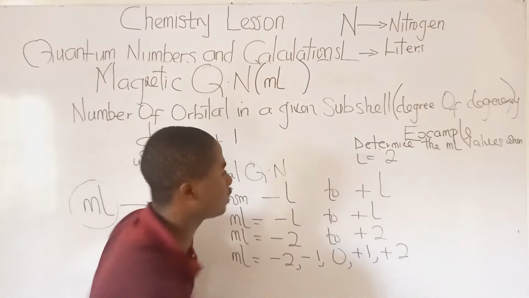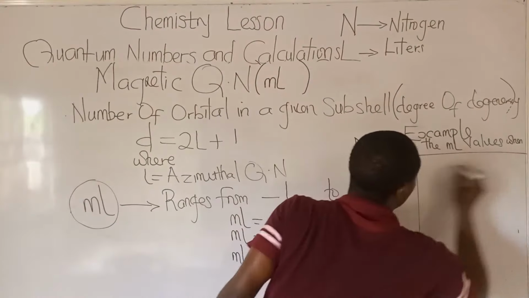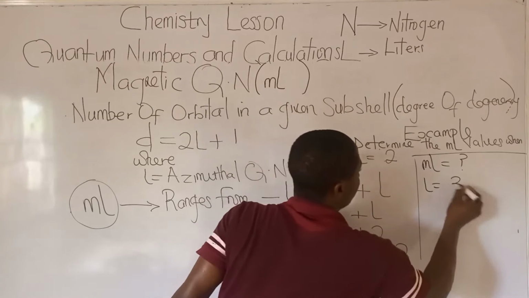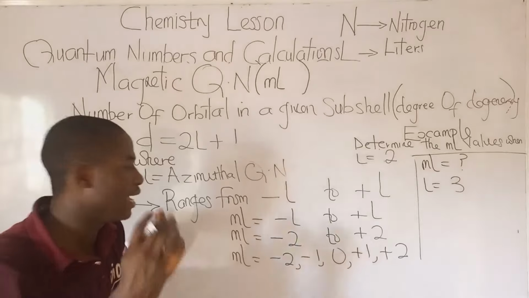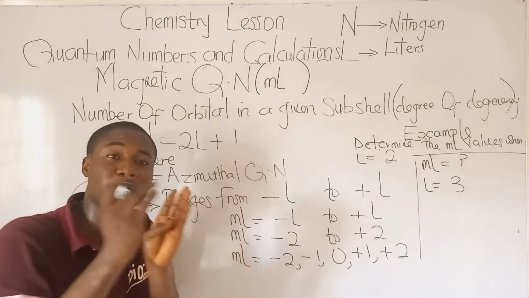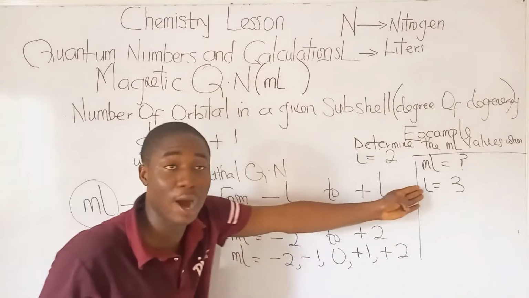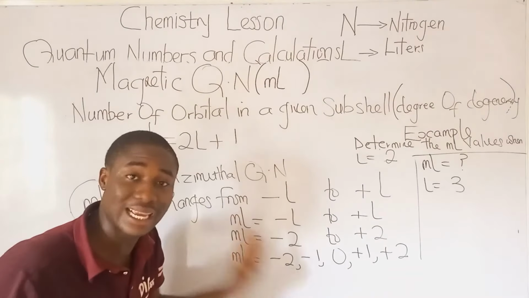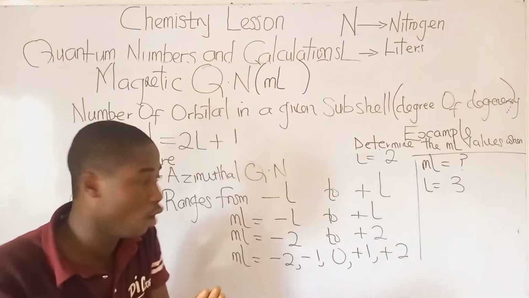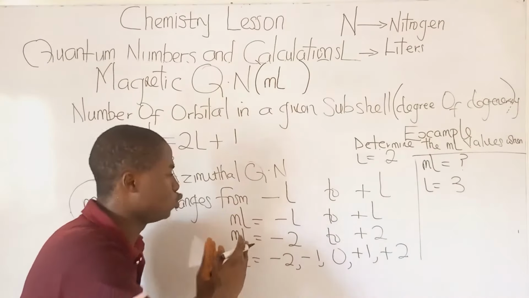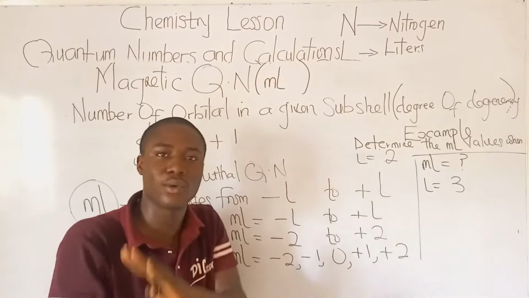So you should solve this for me and put the answer in the comment section. What is the value for ml when l is equal to 3? Okay, you do that in the practice. You solve it and provide the answer in the comment section below. It's very easy. I've already given an example to walk through the question. So your l is 3, so you know what to do, and get your answer without stress.